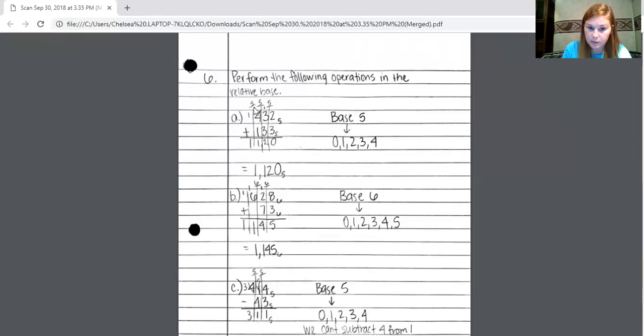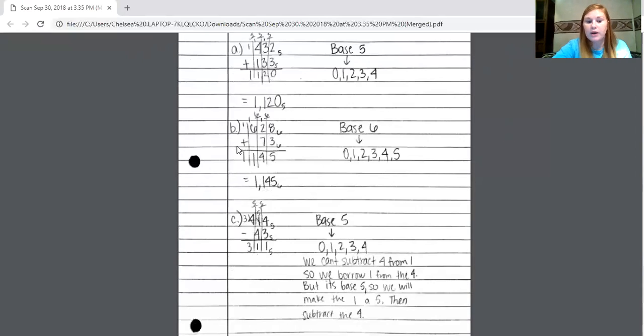So we carry our 1 up here for the 1 time we pulled our 5 out, and we bring down our 2 that was left over. And that's how we work through those problems. So our answer for that one is 1,120 with a base of 5. And it's the same way for B, except we're working with a base of 6 instead of 5. So it can be 5 or lower for it to be able to stay there. If not, we have to kind of pull it out how we did the last operation.